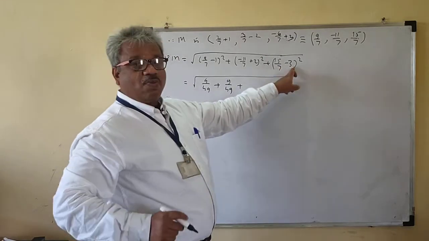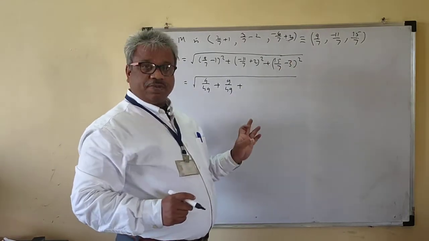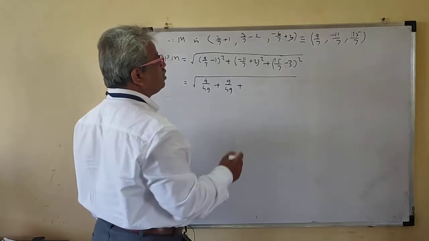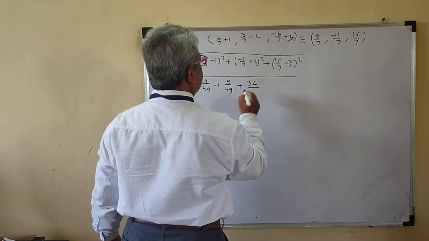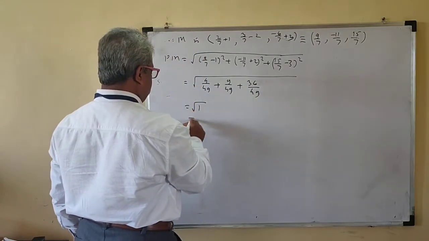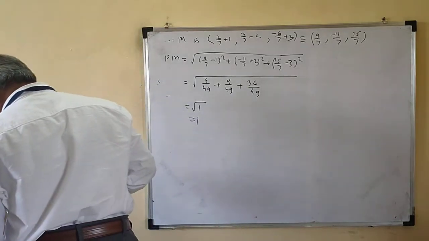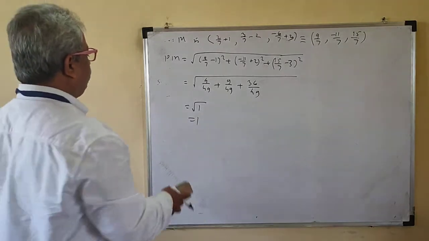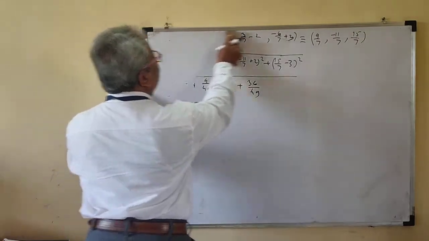So this is what, 21. 21 minus 15 is minus 6. So minus 6, so 6 square is 36 by 49. So this is what, root 1. So this is 1. Root 1, this is 1. Okay. So your distance is 1 now.